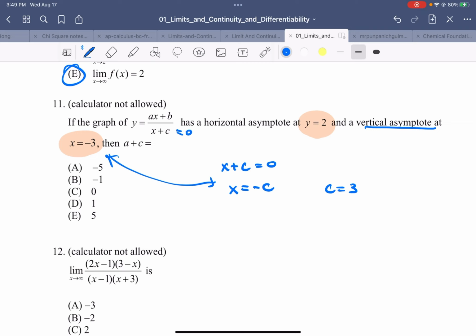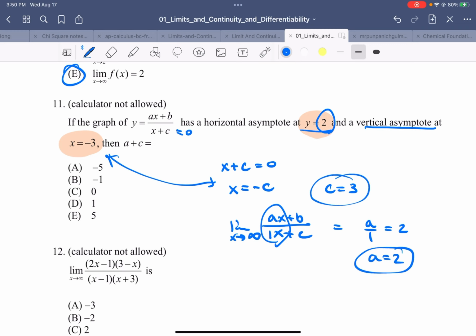Now let's talk about horizontal asymptote. Horizontal asymptote is y equals 2. So limit as x approaches infinity of (ax plus b) over (x plus c). Since the highest power terms have the same power, then just take the coefficient. So a over 1, that is 2. Okay, so that means a is 2. So a is 2, c is 3. So when you add up, answer E, 5.